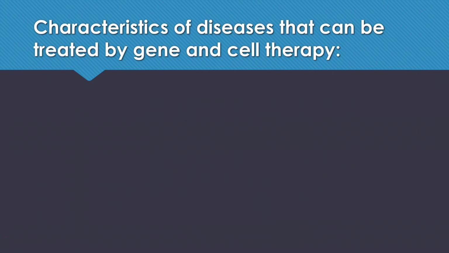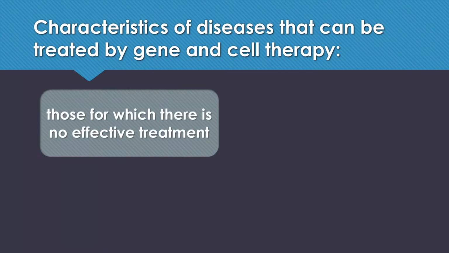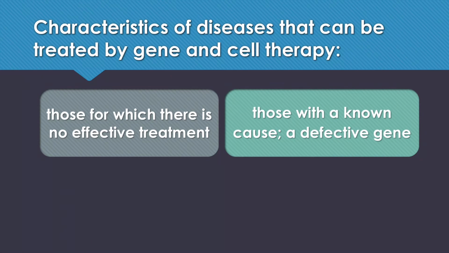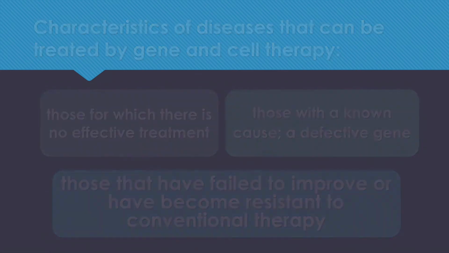The characteristics of diseases that can be treated by gene and cell therapy are those for which there is no effective treatment, those with a known cause or a defective gene, and those that have failed to improve or have become resistant to conventional therapy.